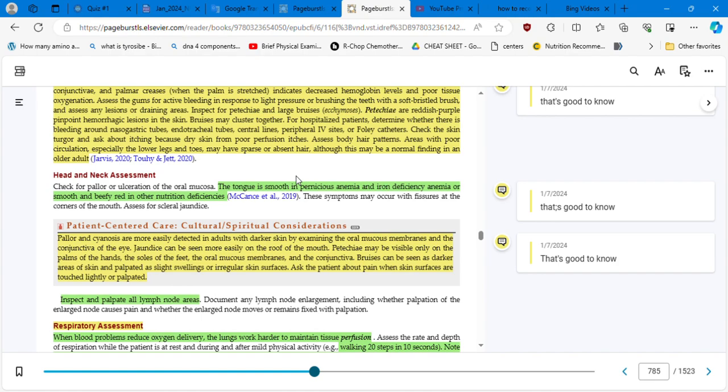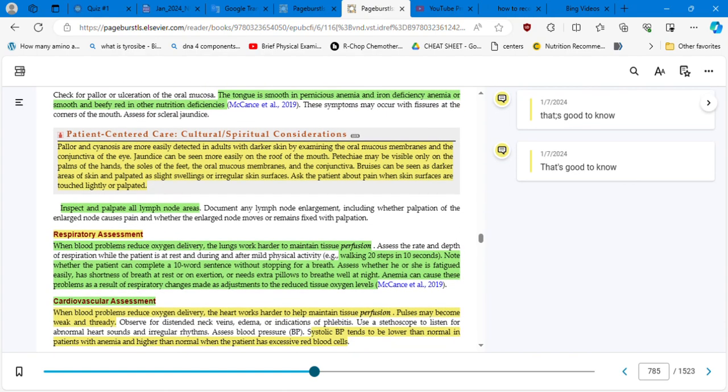The tongue is smooth in pernicious anemia, right? And iron deficiency anemia, or smooth and beefy red in other nutrition deficiencies. That's good to know. Another one that's good to know: pallor and cyanosis are more easily detected in adults with darker skin by examining the oral mucous membrane and the conjunctiva of the eye. This particular fact came in the quiz, one of the questions of the quiz.